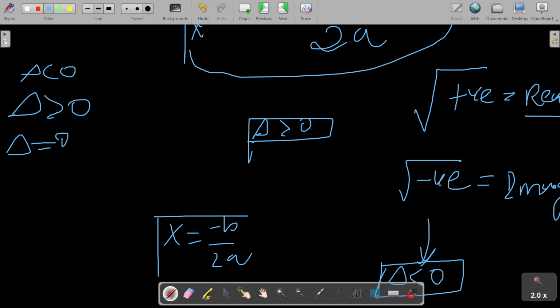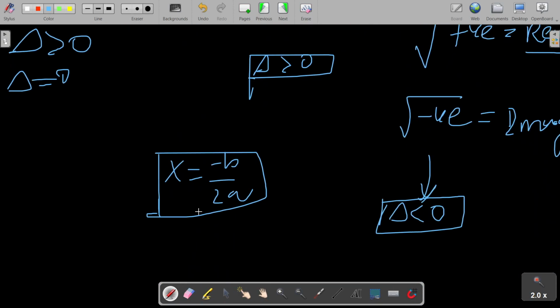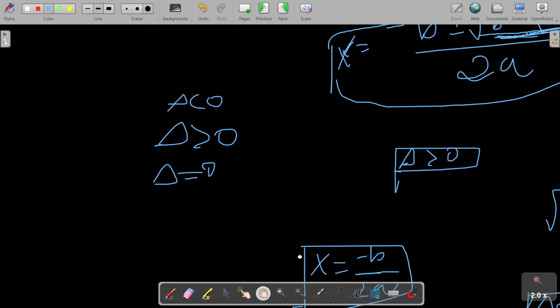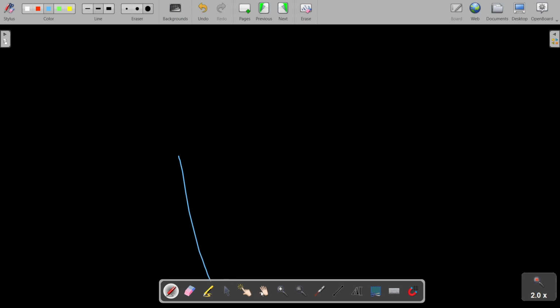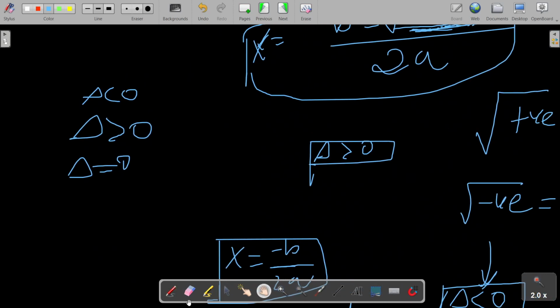So what does this mean? We've seen that for any quadratic equation there are two values of x. So there are two values of x, but they are both the same. That means the roots are equal. These are the three conditions for the discriminant.